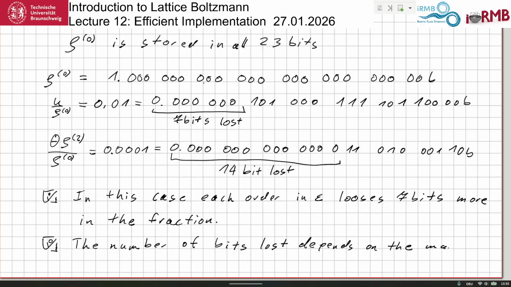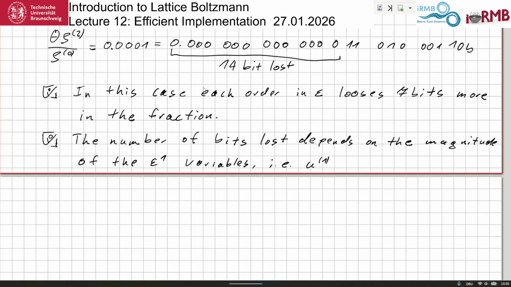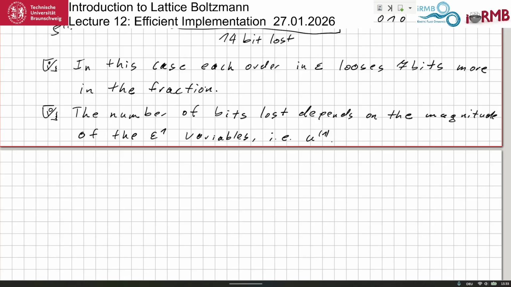So this is the magnitude of the epsilon 1 variables, which of course is velocity to the first order. So we scale them physically, and this has to do with the time step, of course. The smaller we make the time step, the smaller is the numerical value of the epsilon 1 term.